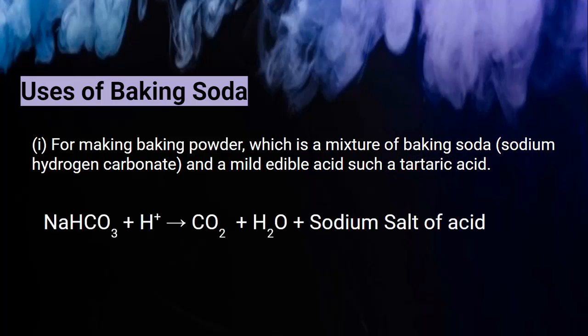When baking powder is heated or mixed in water, this reaction takes place: NaHCO3 plus H+ gives CO2 plus H2O plus sodium salt of acid. Carbon dioxide produced during the reaction can cause bread or cake to rise, making them soft and spongy. So baking soda is used in making cake to make the bread soft and spongy.